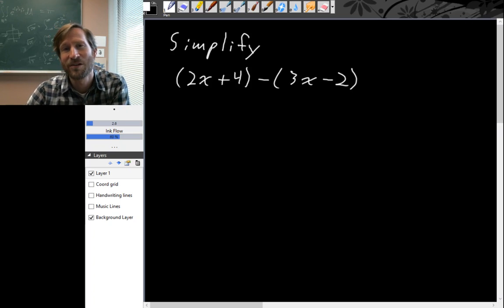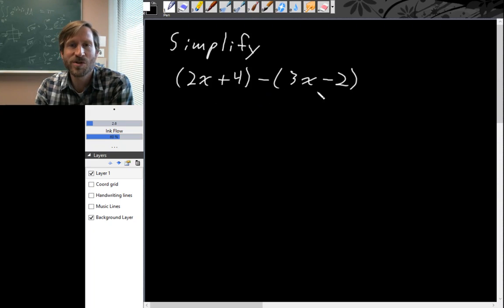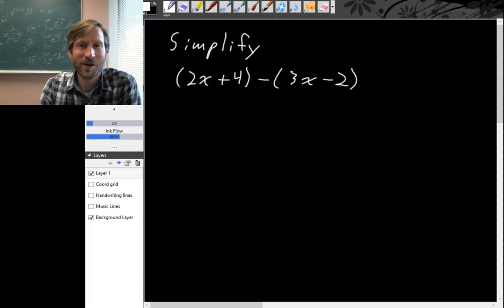There's a very common algebra mistake that has to do with minus signs. It comes up when you have something like this, two terms that we're subtracting. So let's go ahead and simplify this. Just a warning, what I'm about to do is wrong.